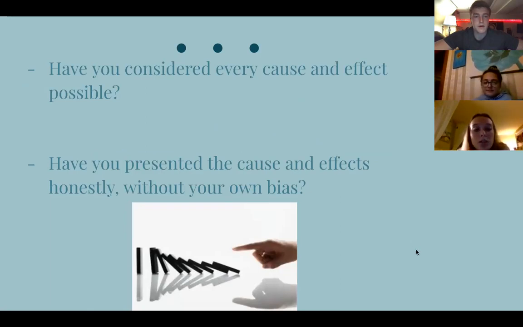Have you presented the cause and effects honestly without your own bias? When writing your essay, make sure to include the cause and effects that do not support your thesis. If it does not support it, you can provide insight on how it is unimportant. If the cause has good and bad effects, explain the bad effects and then explain why the good outweigh the bad. Do not just leave it out of the essay. Including causes that have the opposite effects of what your thesis states and proving them to be supportive to your thesis will actually improve the strength of your essay.